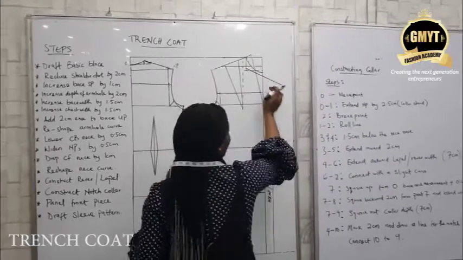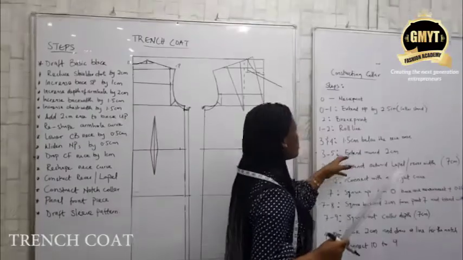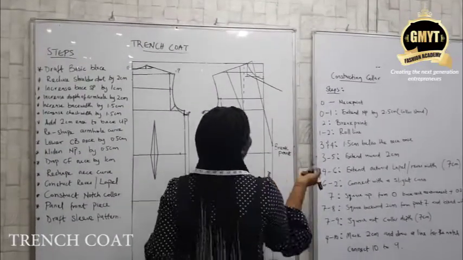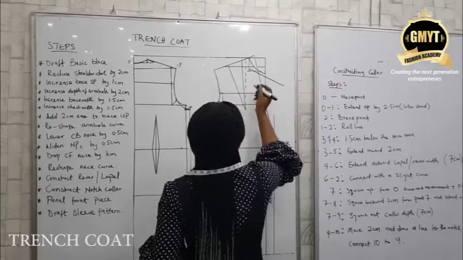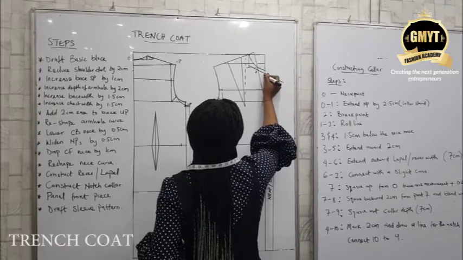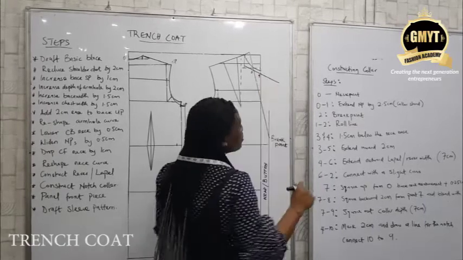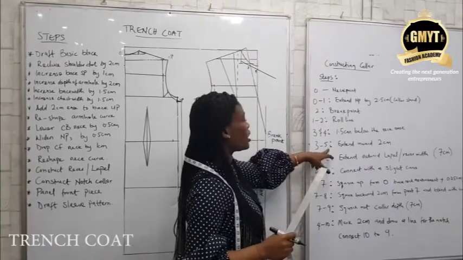Just square out a line touching those two points. Then the next thing to do is to extend. This is my point 3, and this is point 4. So the next thing to do is to get my point 5.